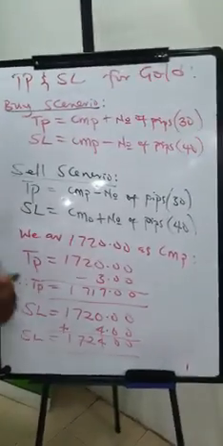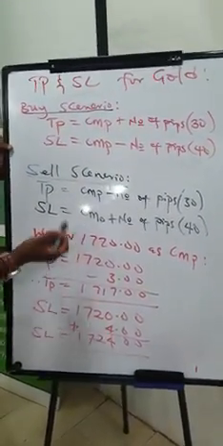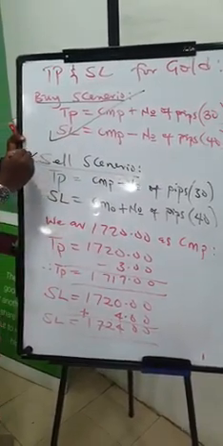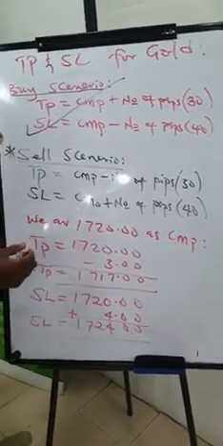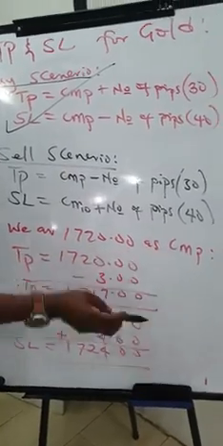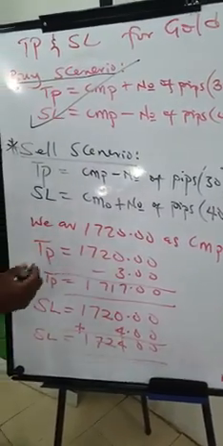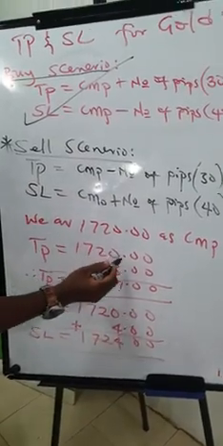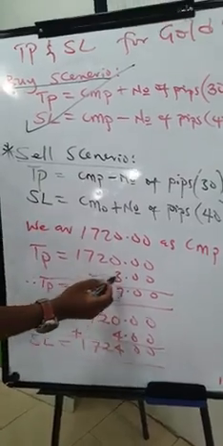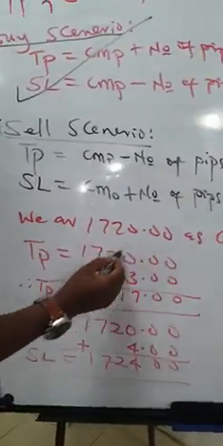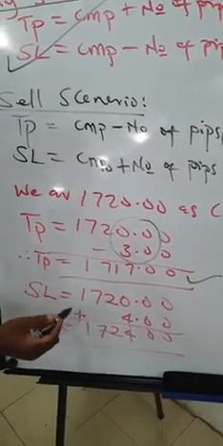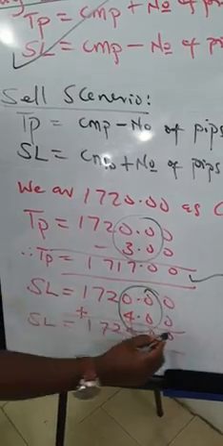Thank you. Back, everybody. For the second part, we've calculated this, so we want to calculate the sell scenario for gold. Now we have 1720 as the CMP in the initial calculation, and that's what we want to continue with. So the TP is 1720 minus, now we are talking about the sell scenario, so it's a minus here. So minus 30, this is the way you write your 30, and this is the answer you are going to get. Also the stop loss, this is the position of your 40, and this is the answer you get.